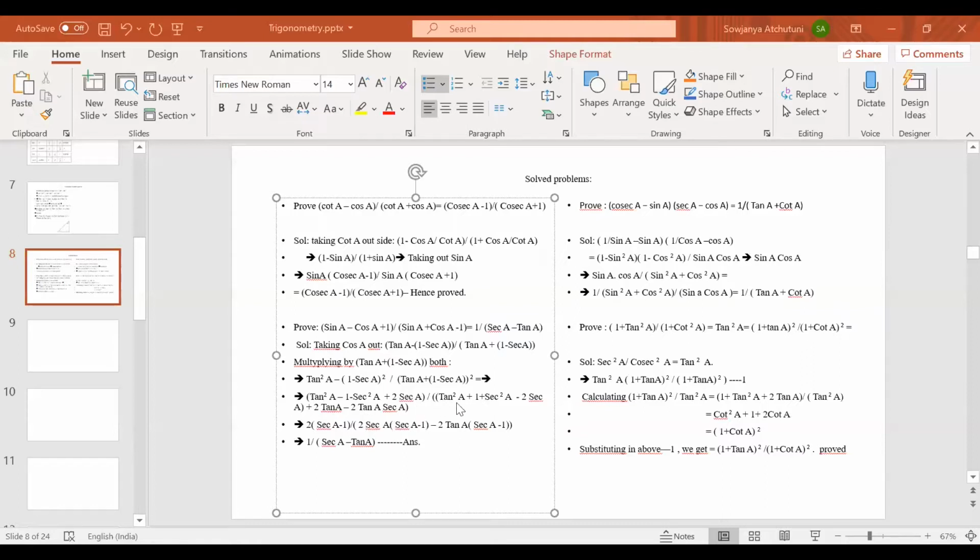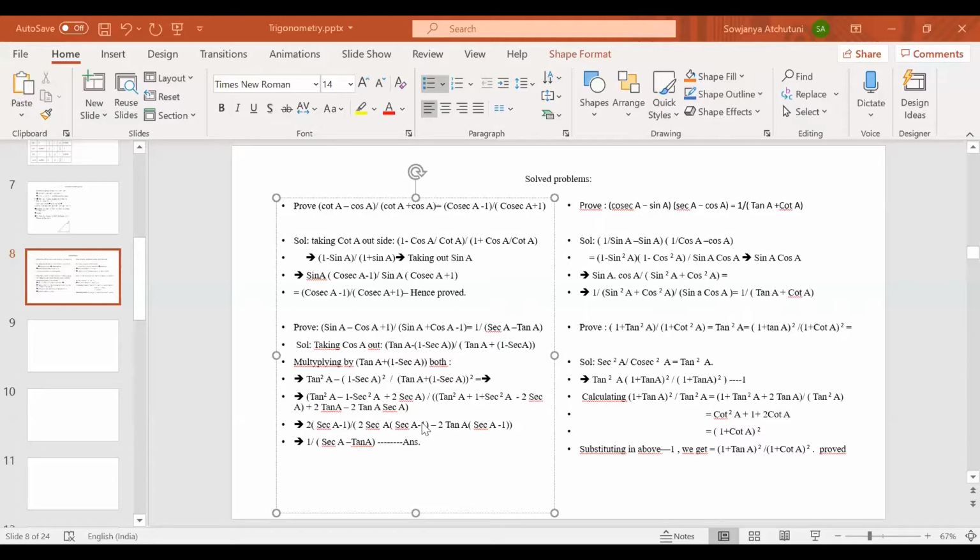So here I have taken secant A out. When I take this secant A out, what is becoming here? 1 plus tan square A is secant square A. So it becomes 2 secant square A. When I take 2 secant A out, 2 secant square A minus 2 secant A means secant A minus 1.